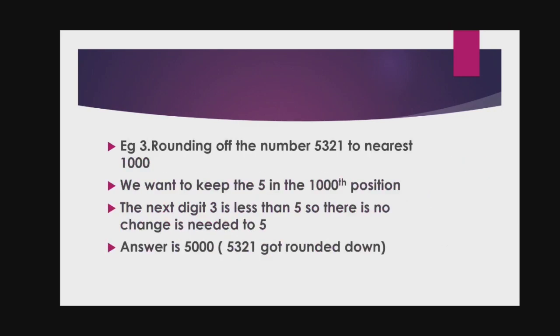Example 3. Rounding the number 5321 to the nearest 1000. We want to keep the 5 in the thousands position. The next digit 3 is less than 5, so no change is needed to 5. Answer is 5000. 5321 got rounded down.